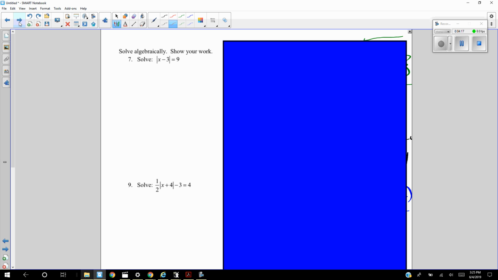All right, then moving on to the back side. These they want us to solve algebraically. You must show your work for credit here. First one, the absolute value is already isolated, so you can go straight to splitting this into 2 equations. So we're going to set x minus 3 equal to 9, and then we're going to set x minus 3 equal to -9. Again, notice how we did not change anything on the left-hand side of that equation.